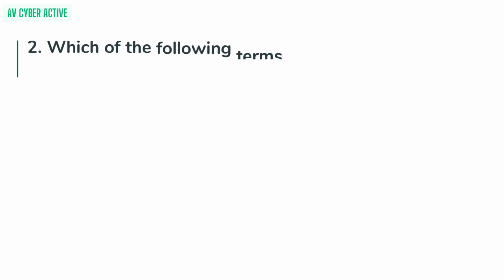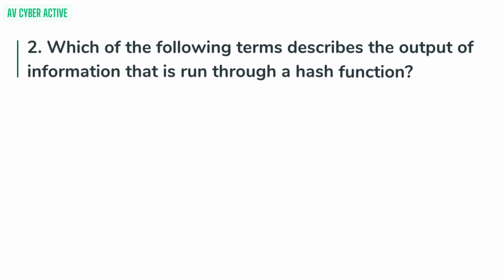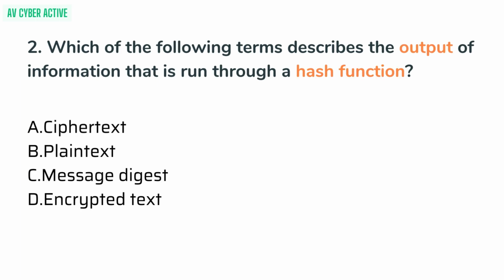2. Which of the following terms describes the output of information that is run through a hash function? A. Ciphertext. B. Plaintext. C. Message digest. D. Encrypted text.